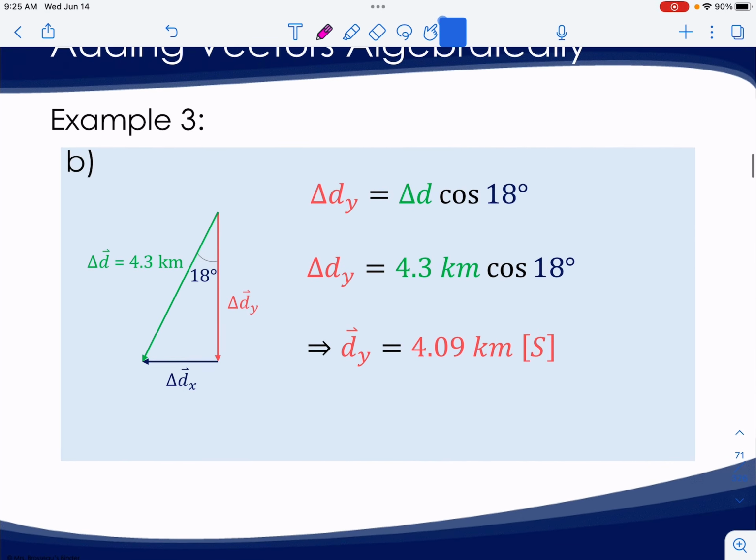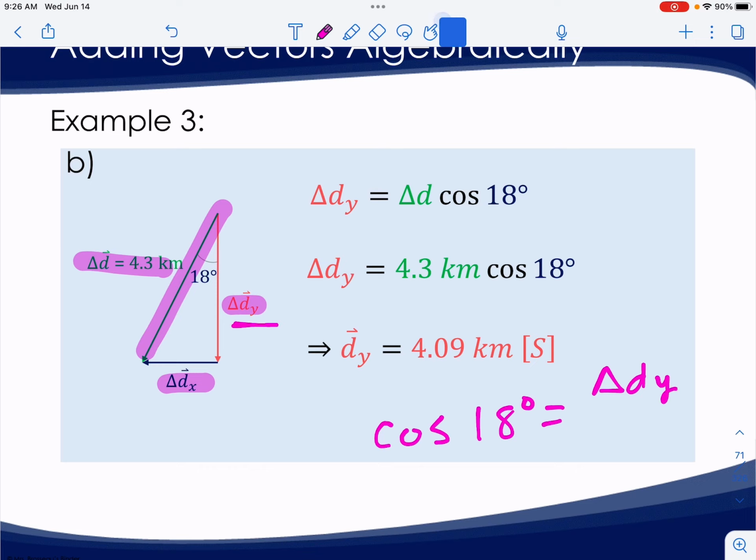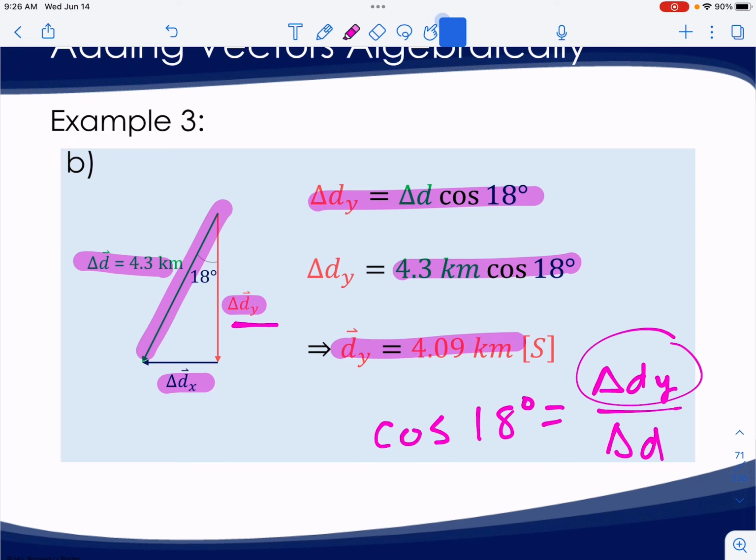Okay, example 3, here's another one. This is the one that's 4.3. Here's our resultant vector. We break it into x and y components. And so here, if we're looking for this one, it would be cosine of 18 degrees is equal to adjacent, which is our delta dy, over delta d. And they already kind of solved to get for delta dy, you would multiply both sides by delta d, and that's where you get this equation. Then you put in your 4.3, and you get a 4.09.